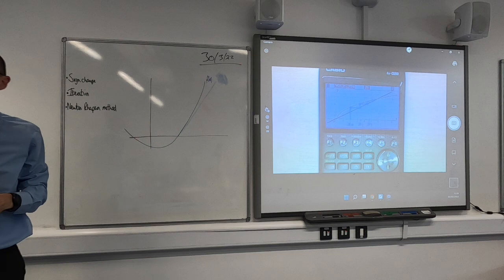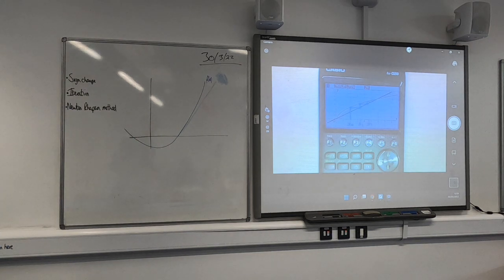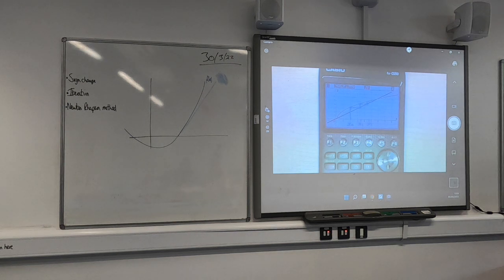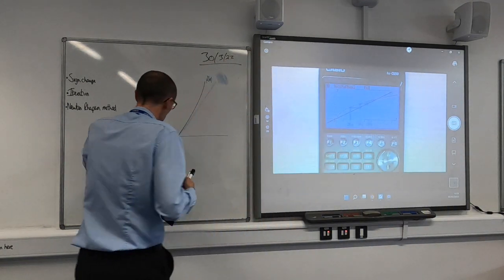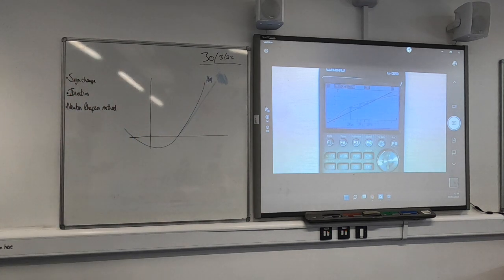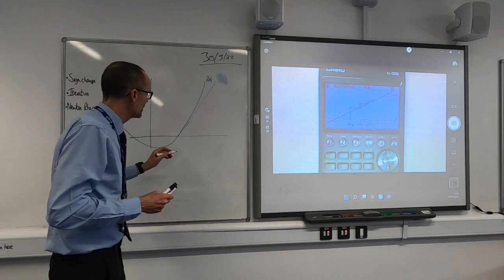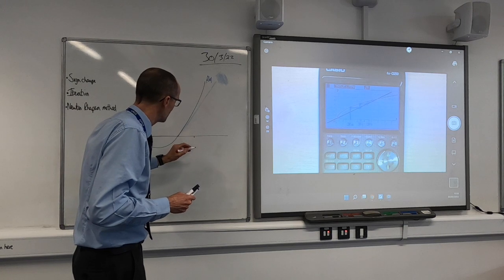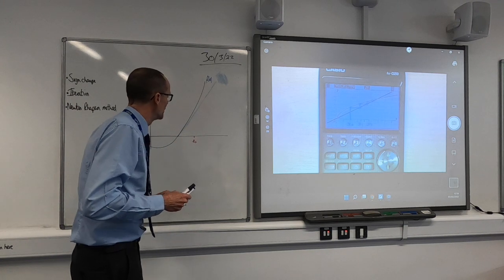Here's a root. I want to find that root. Let's say I don't have the algebraic know-all up my sleeve to locate it, so I'm going to have to use a numerical method. And I've got a couple of methods already up my sleeve. Let's say I've used sign change and I know that there's a root somewhere near this value here. Okay, so I'm going to make that my first guess.